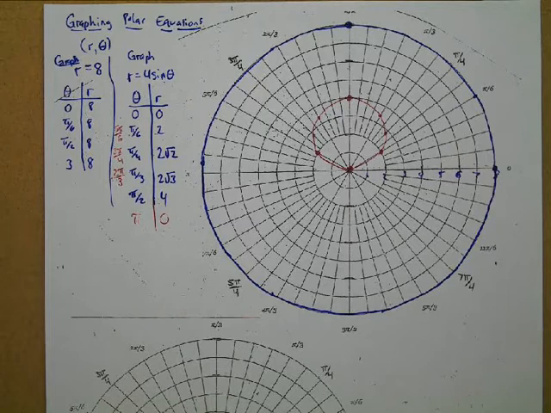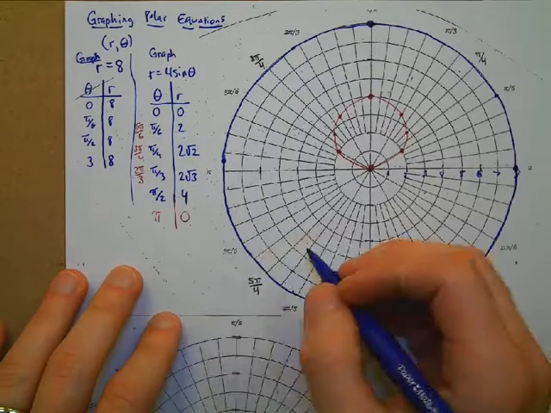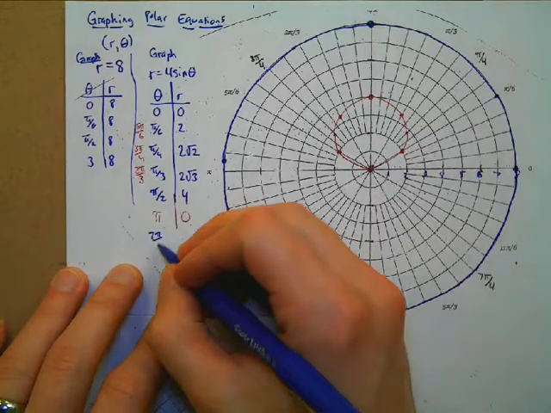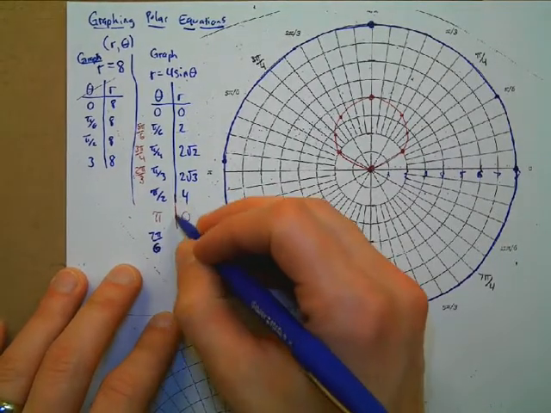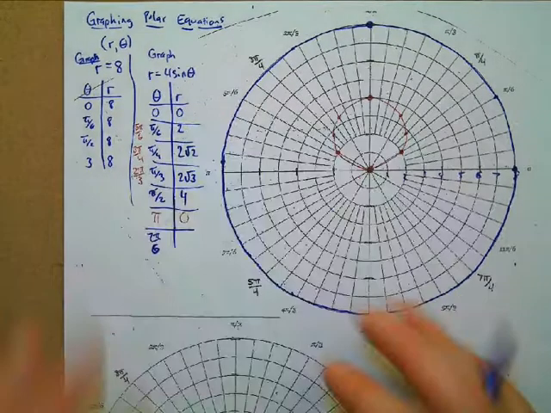Okay. So let's see what happens when we keep going here. Let's go to 7 pi over 6 now. Okay, so what is the sine of 7 pi over 6? Sine of 7 pi over 6 is negative 1/2.